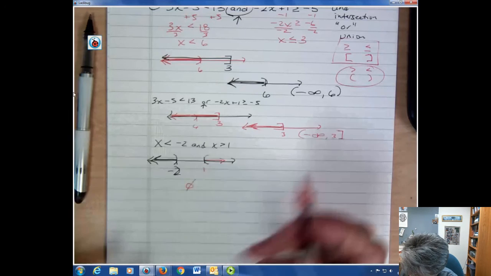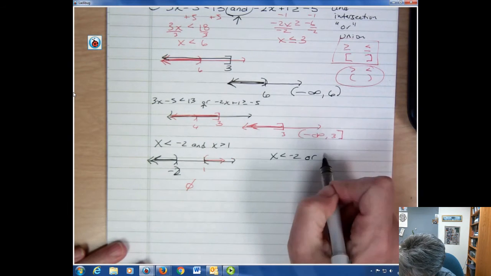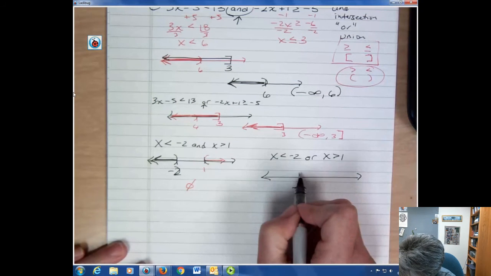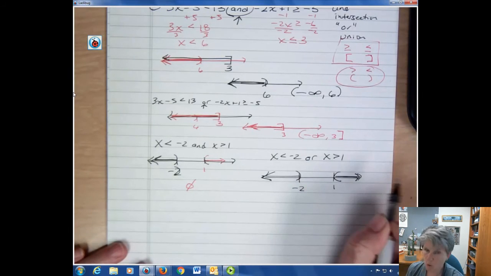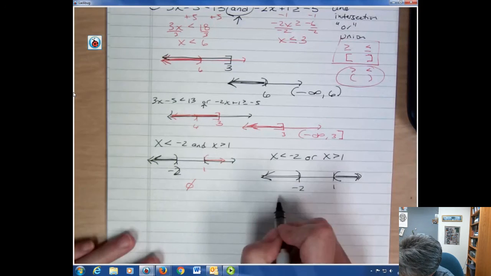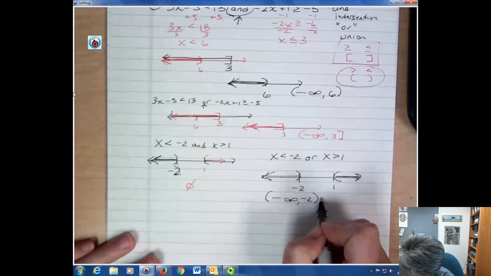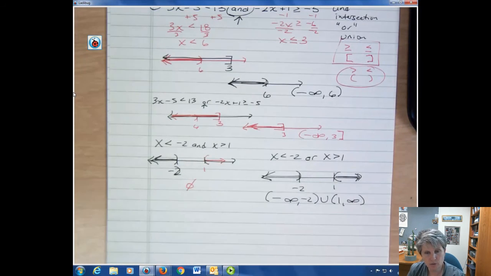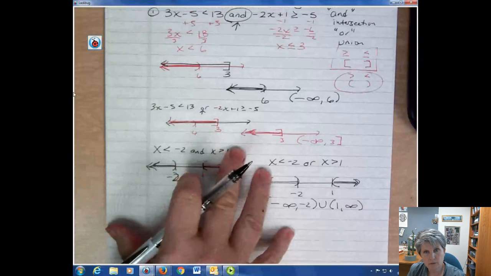But if I did the same problem with an or, then I would have -2 going forever to the left and 1 going forever to the right. I'm saying or, so that means it could be one part or the other part. You combine them, and that would look like -infinity up to -2 with a union of 1 to infinity. So that's how you would write the interval notation for two parts like that. Be careful on your test, because those kinds of things could happen.